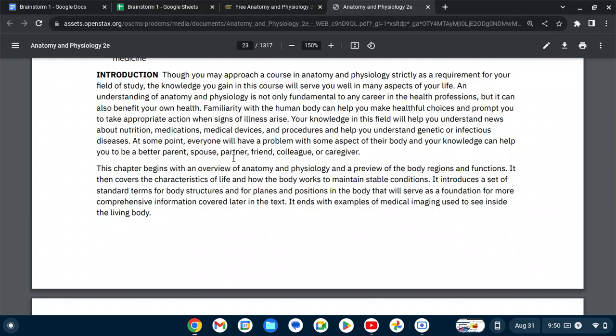At some point, everyone will have a problem with some aspect of their body, and your knowledge can help you be a better parent, spouse, partner, friend, colleague, or caregiver. This chapter begins with an overview of anatomy and physiology and a preview of the body regions and functions. It then covers the characteristics of life and how the body works to maintain stable conditions. It introduces a set of standard terms for body structures and for planes and positions in the body that will serve as a foundation for more comprehensive information covered later in the text. It ends with examples of medical imaging used to see inside the living body.